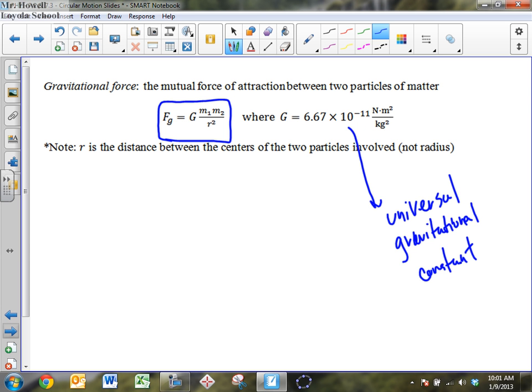But if you want to use gentlemen, if you want a pickup line, gravity is pulling me towards you. It literally is. It really is pulling things together.